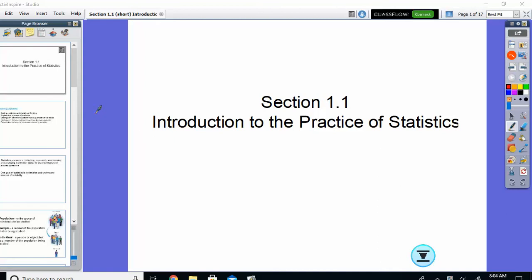In statistics, you should have some idea of what statistics is. So we are going to start on this terminology sheet. Going to get a few definitions to start us off.